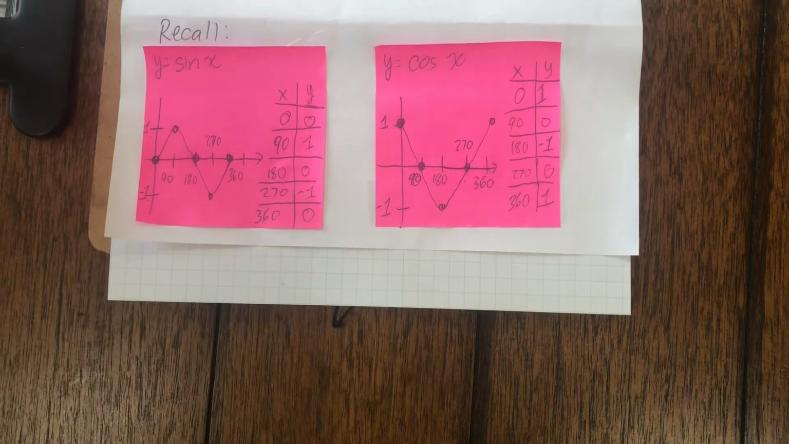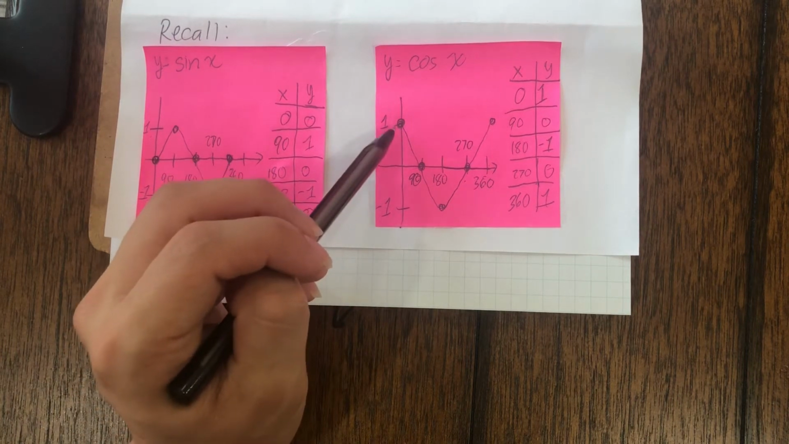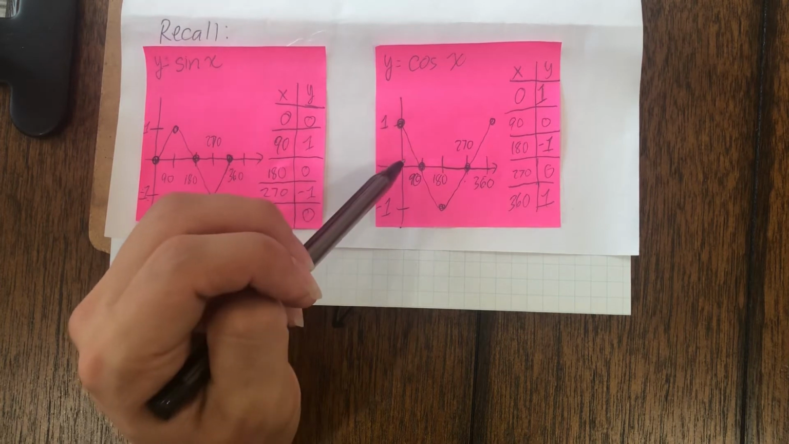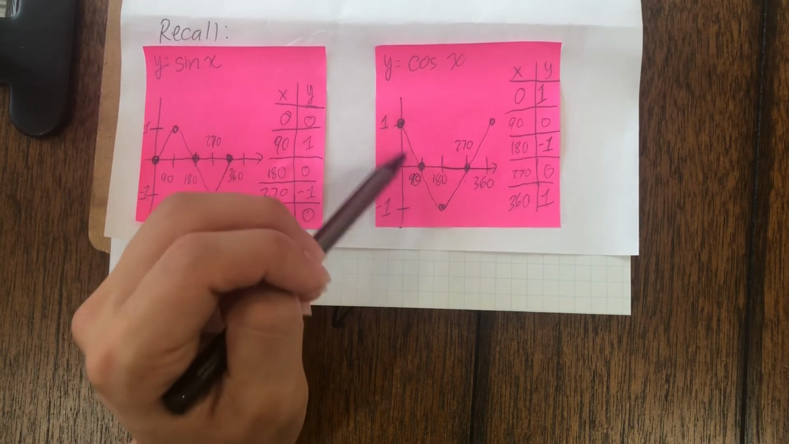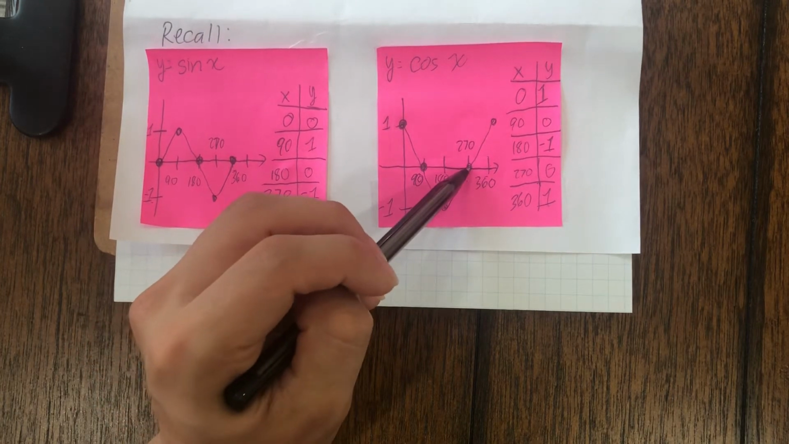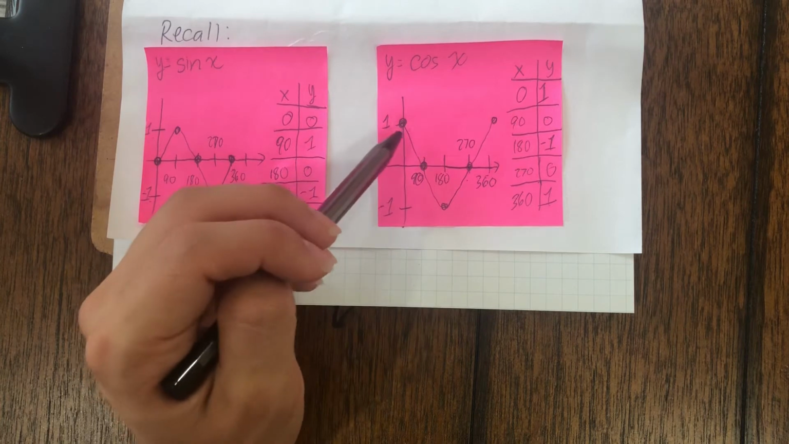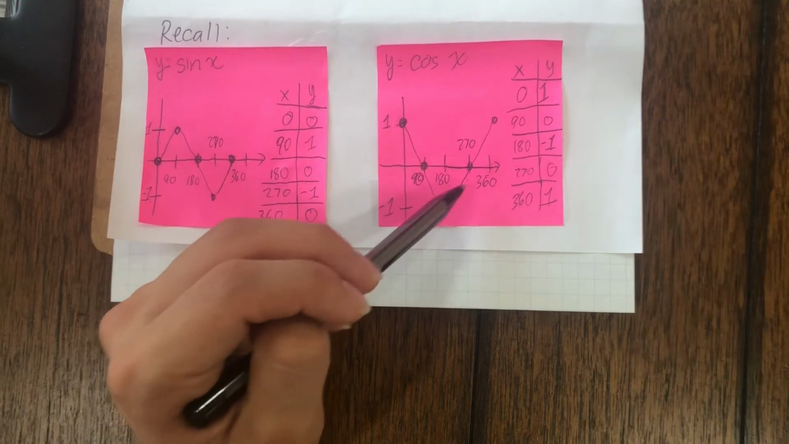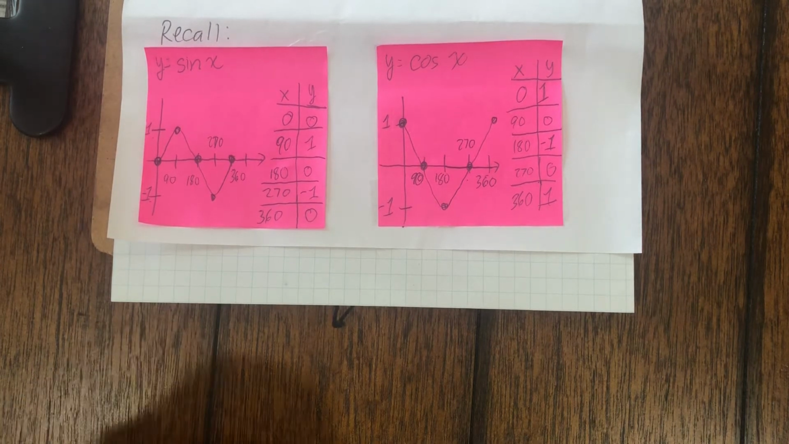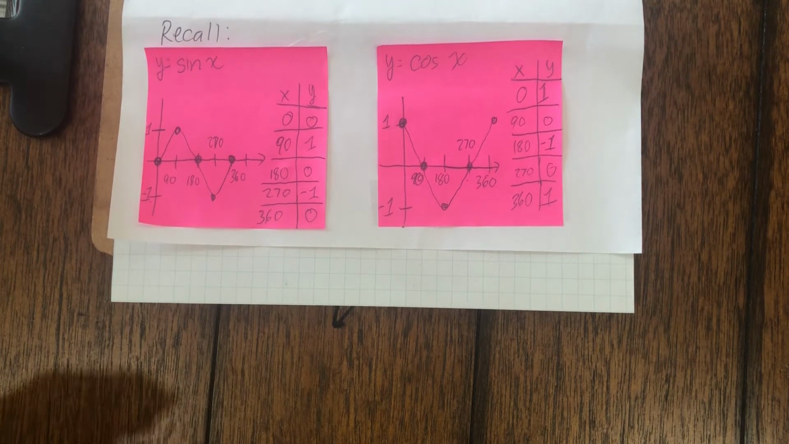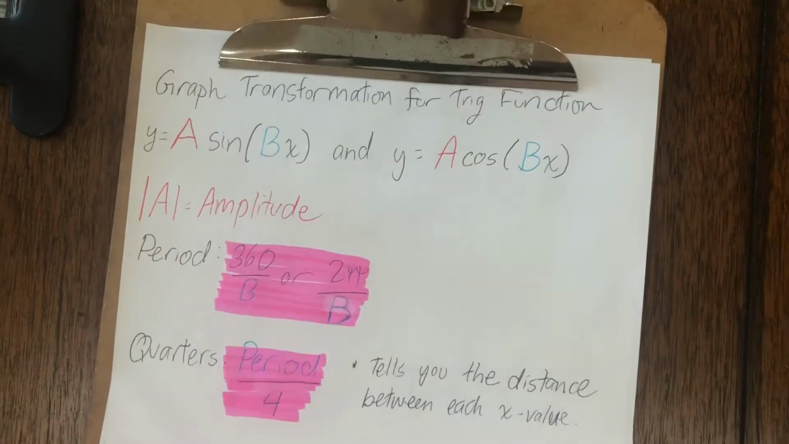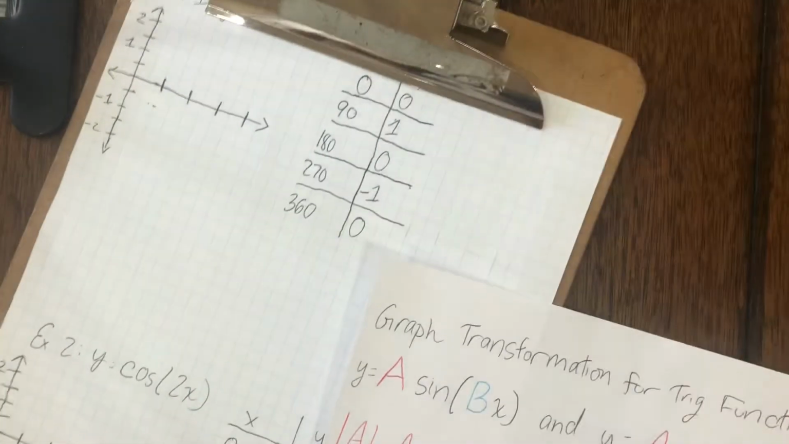Same thing with cosine. For cosine, we start at 0, 1. So 1 is the maximum output, so we're at the maximum point. So max to mid, then mid to min, to mid, then mid to max. So we're going from max, mid, min, mid, max. We're going to use that pattern to help us figure out the graphs with the change of amplitude and or period. So let's go ahead and get started.